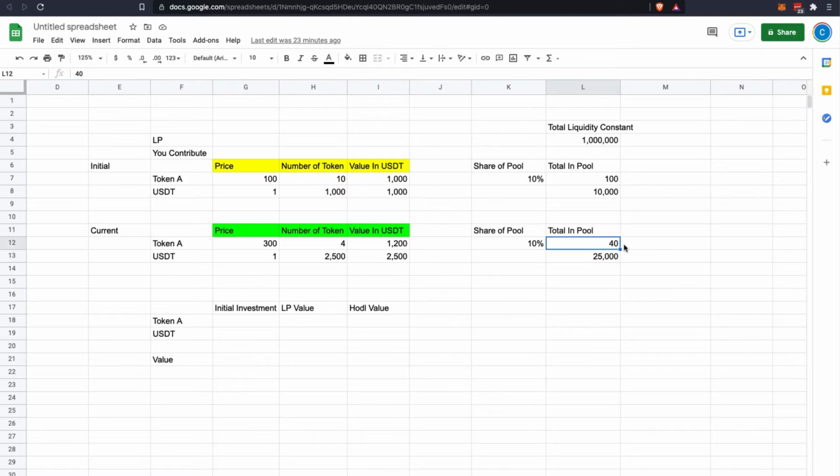After which, the total amount in the liquidity pool for token A would drop from 100 tokens to 40, and the amount of USDT will increase from 10,000 to 25,000. You can see that if I multiply 40 times 25,000, it will reflect 1 million as the constant number. Like I mentioned, this constant needs to be maintained, hence the ratio here in my example. Since your share of the pool still remains at 10%, you'll be receiving 10% of token A in this pool, which is only 4, and 10% of USDT, which is 2,500 here.